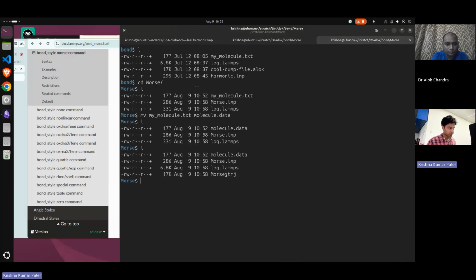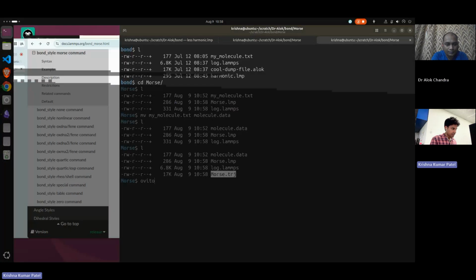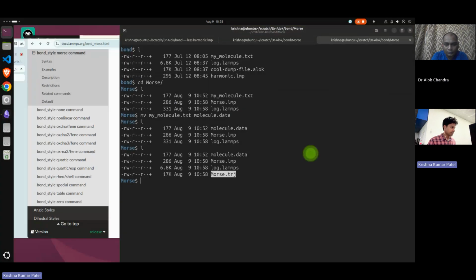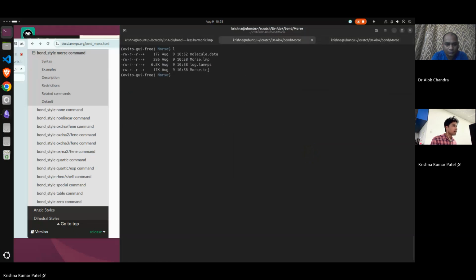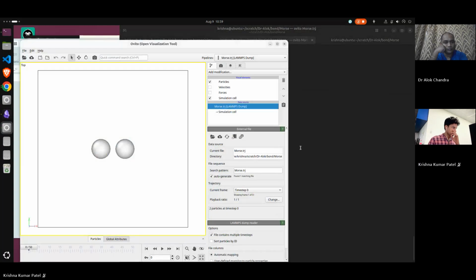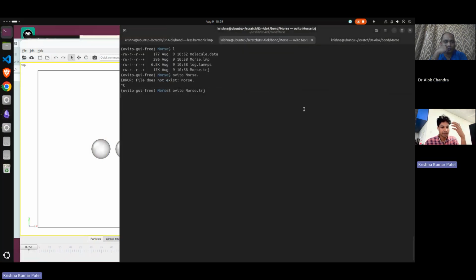And now we have more trajectory files available. Let's load it. Let's just load the trajectory file. You can see there is no bond between these two atoms, right? That happens because your trajectory file does not have topology information, which atom is bonded to which one. A trajectory file does not have that information.